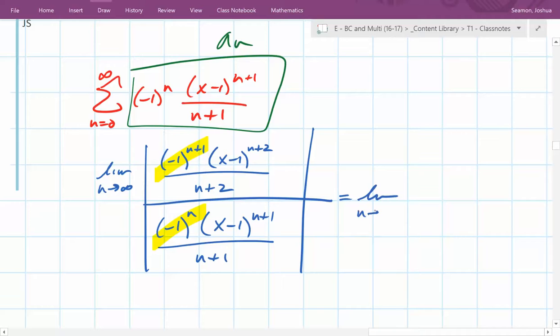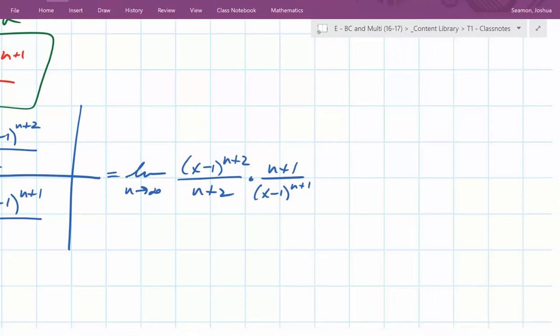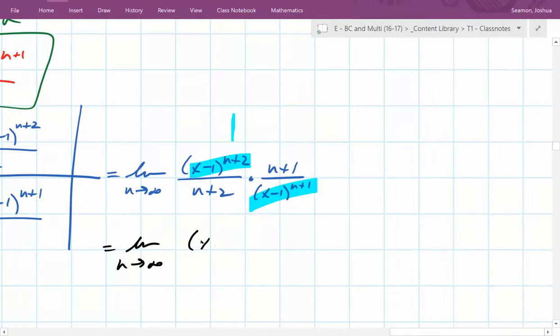The limit as n goes to infinity of (x minus 1)^(n+2) over n plus 2 times n plus 1 over (x minus 1)^(n+1), right? Does something cancel there? Yeah, so this goes away, getting rid of everything but that one power. So what are you left with? The limit as n goes to infinity of x minus 1 times n plus 1 over n plus 2. Do you agree? Are we okay with that?